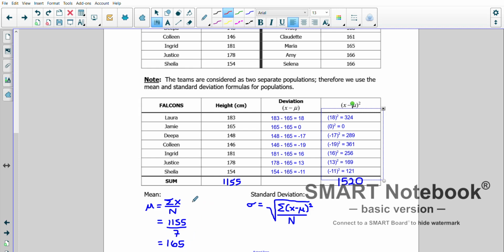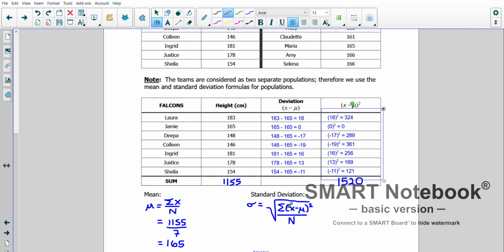Then to calculate standard deviation, I'm going to take the deviation of each player. How far away is each player's height from the mean? I take the data point x, so this first one, Laura, she's 183. I subtract the mean, she is 18 centimeters above the mean. Jamie is exactly at the mean, his deviation is 0. Deepa is 148 centimeters. If I subtract the mean, I get negative 17, so that implies that value is below the mean. I continue to do this for all the players, and I get all the different deviations.